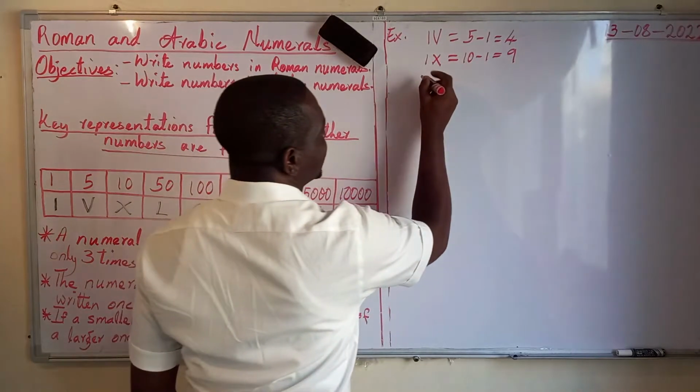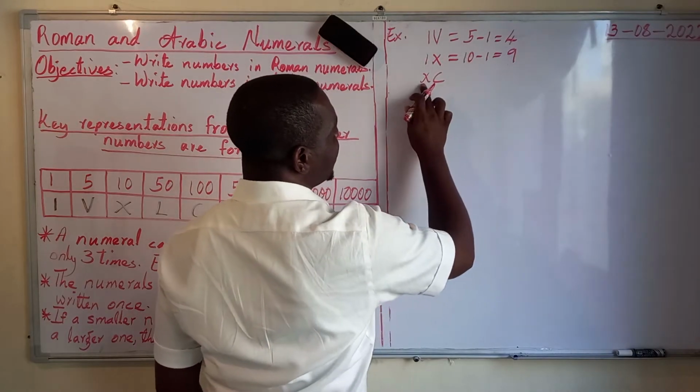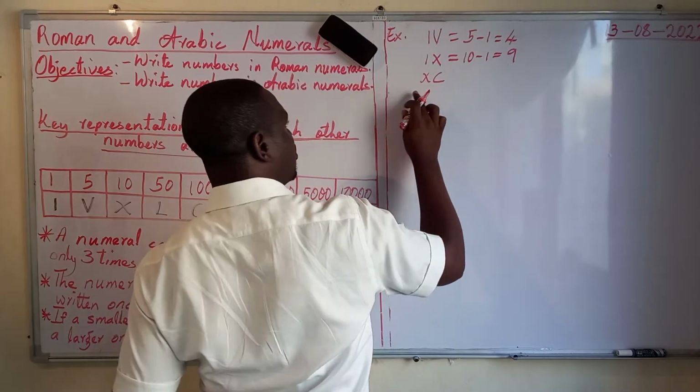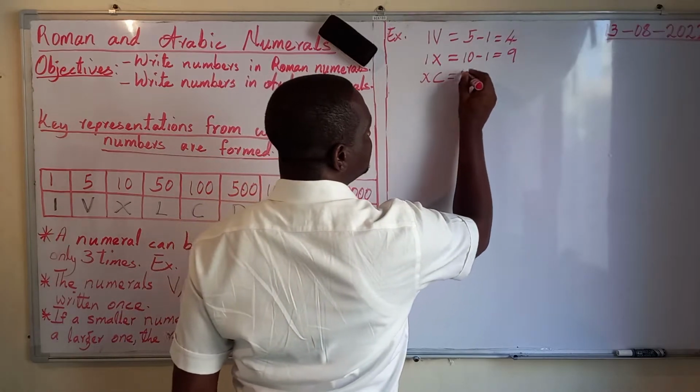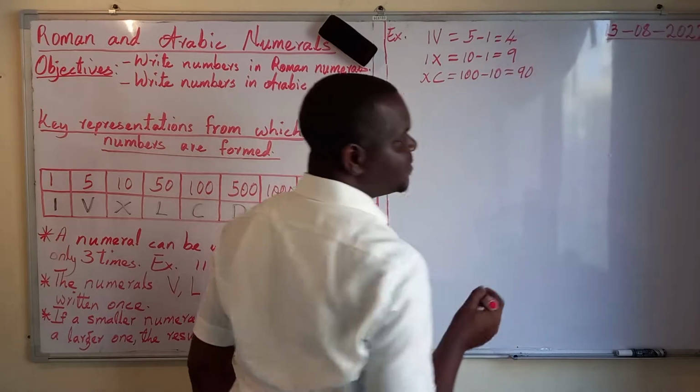Another example, if you have something like XC, C is 100, X is 10. X is smaller than C, and if you find the difference here, it means 100 take away 10, which is equal to 90.